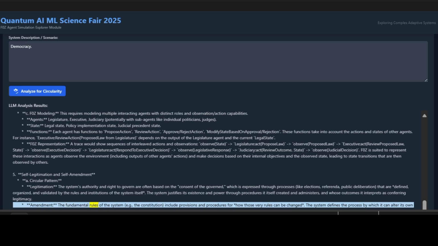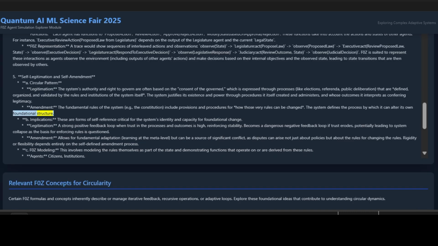Amendment: the fundamental rules of the system, e.g., the Constitution, include provisions and procedures for how those very rules can be changed. The system defines the process by which it can alter its own foundational structure. B. Implications: these are forms of self-reference critical for the system's identity and capacity for foundational change.